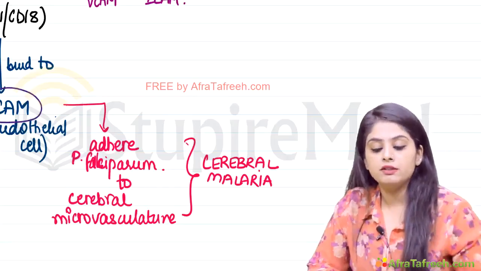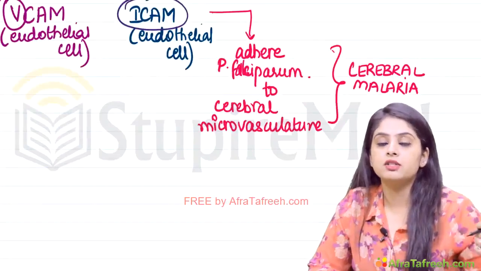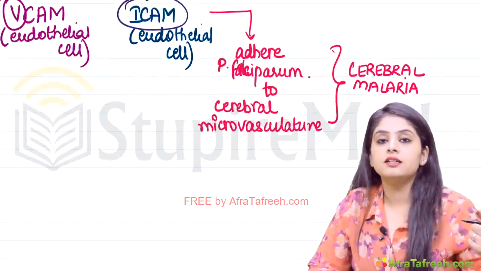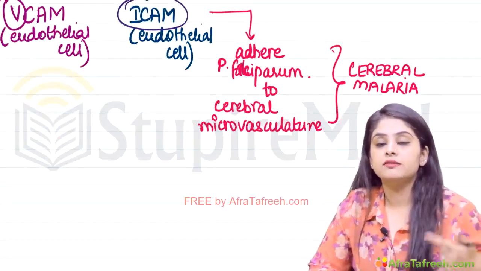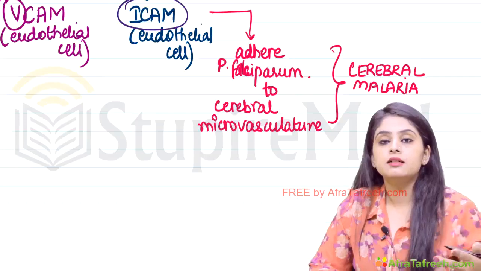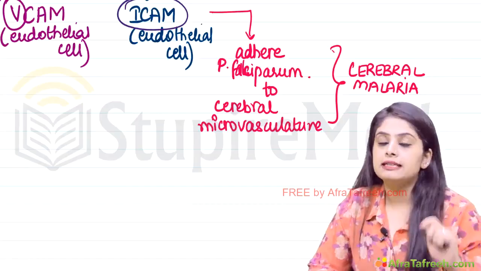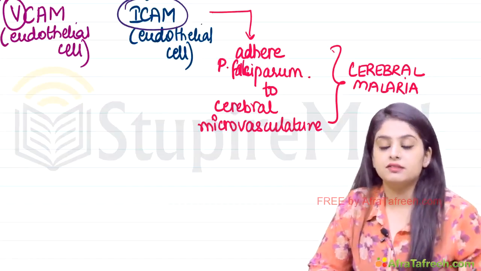So this was about the first 3 steps that we discussed. First, cells coming to the margin, margination. Second, cells rolling with weak adhesion, which is because of selectins. Third, cells finally coming to a stop because of firm adhesion, that is mediated by integrins.